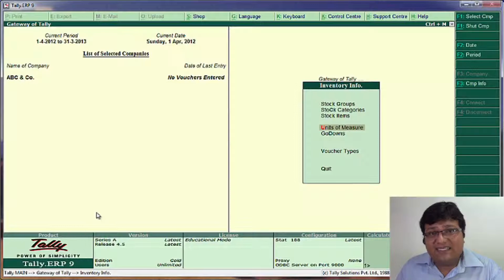Godowns. As we discussed, godowns are the locations where your stocks will be kept. Right. For reporting purposes, for each location you would like to know how much stock is available. Then in that case, you will create godowns as a master in Tally.